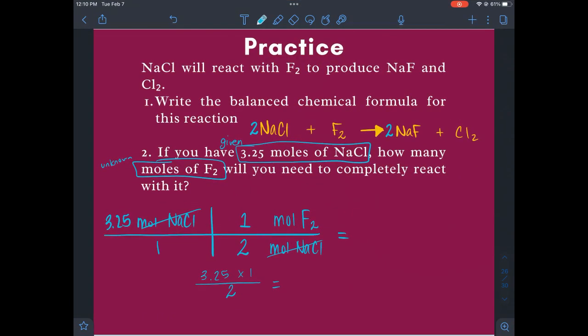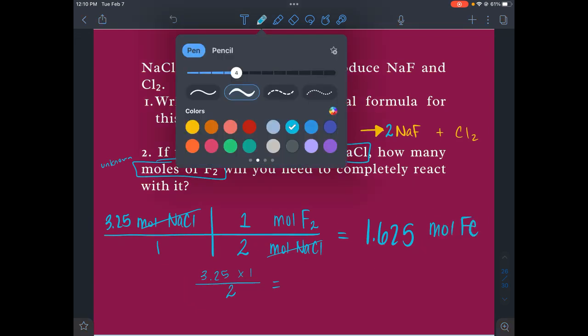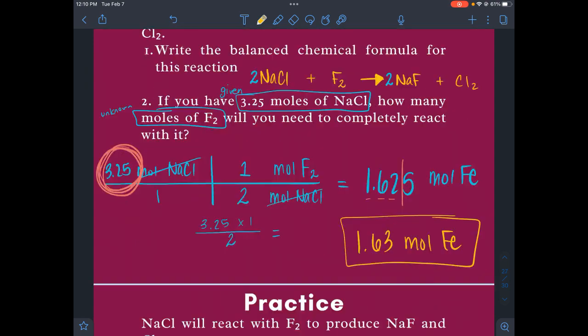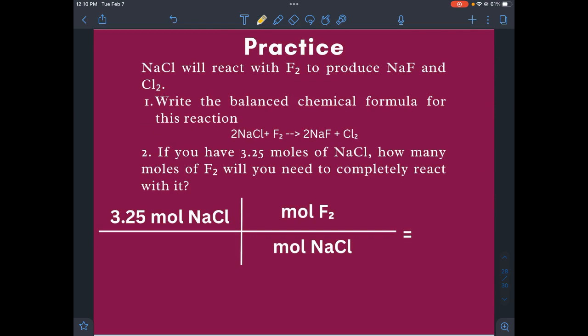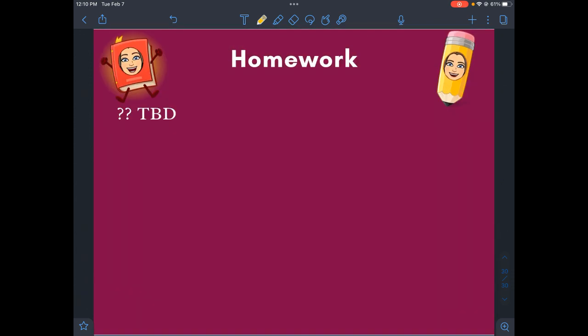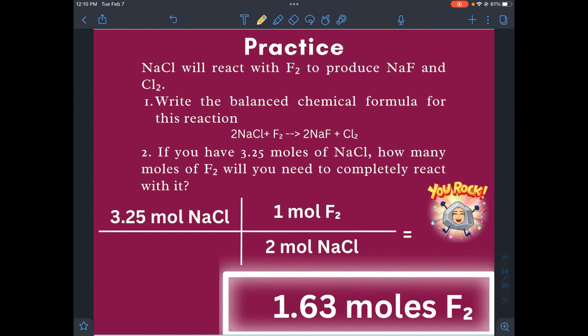We'll round that. It's 1.625 moles of F2. My final task here would be to consider sig figs. 3.25 is only 3 sig figs, so I only want 3 in my answer, so I'm going to cut it off there. So I'm going to go ahead and report my answer here as 1.63 moles of F2. All right, so we did it. 1.63, very good, y'all.